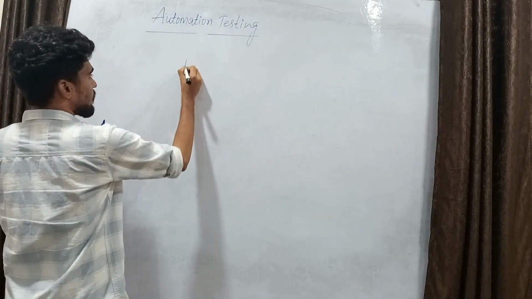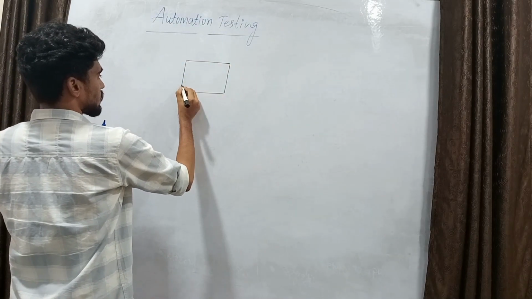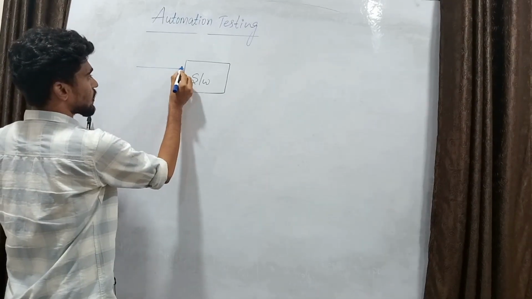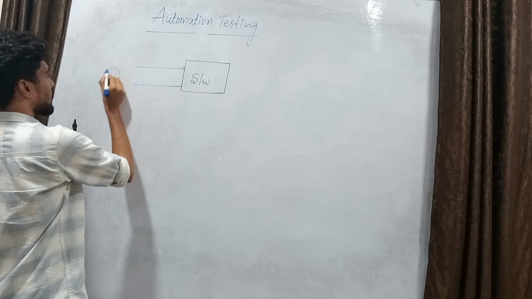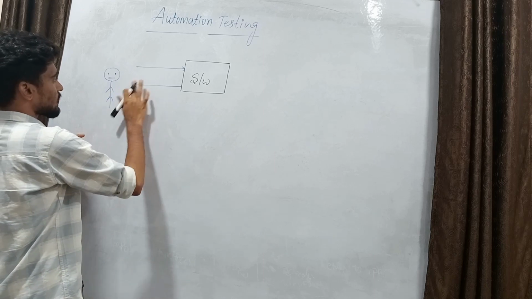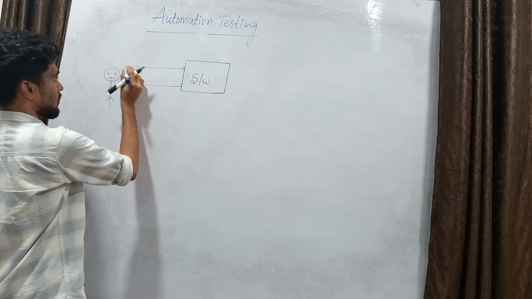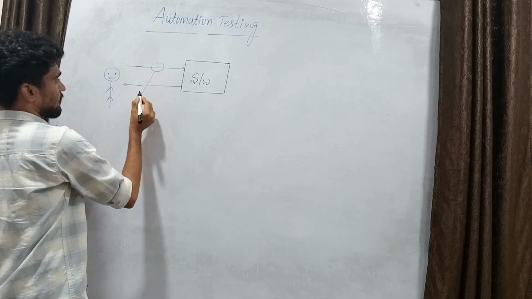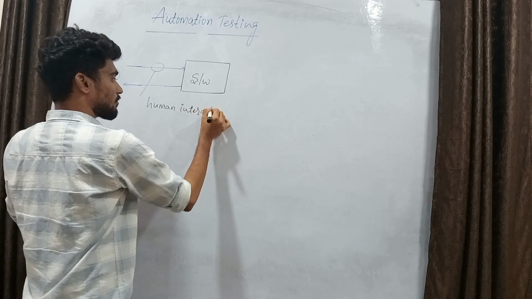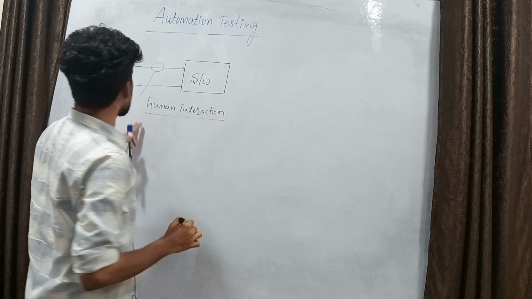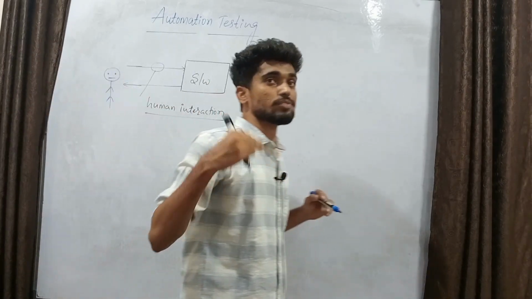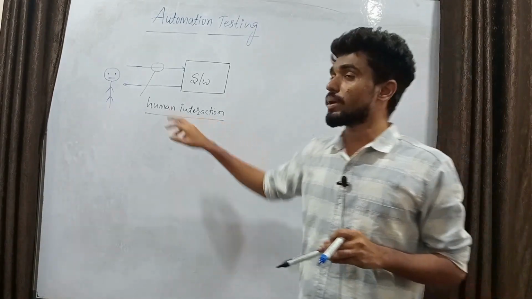Now, for example, I have one software, and we can test this software with human interaction. I have one human here, user. So we are checking or testing this application with human interaction. So this is called manual testing. What is meant by manual testing? The process of checking the software's functionality with respect to human interaction.